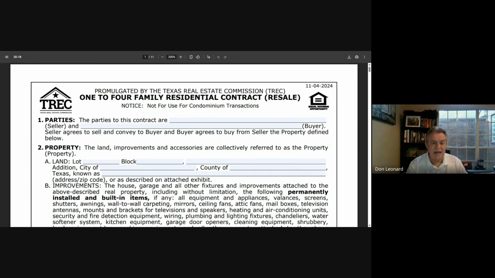On section 2A, third line, known as, we have this long line. Two things are going to go there: street address and zip code. And that's it. That's all that's going to go there.